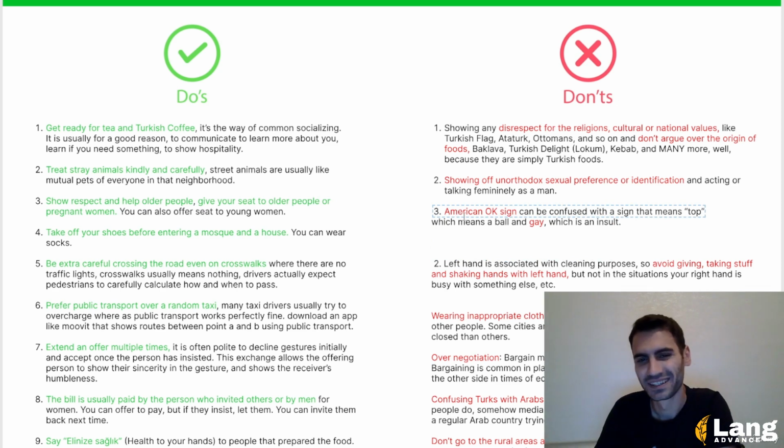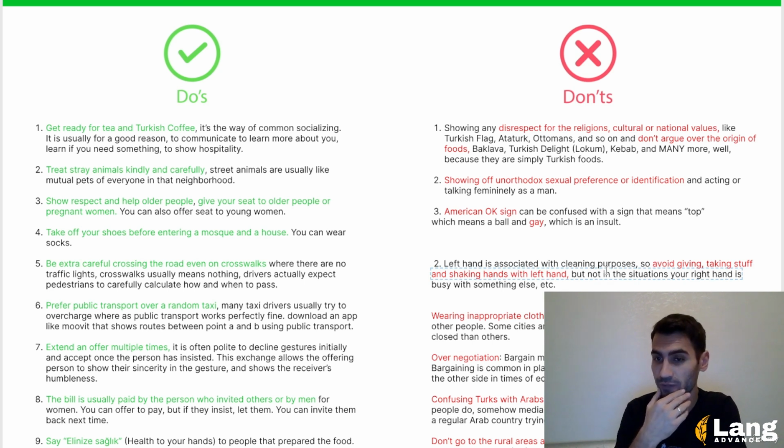American OK sign can be seen as a gay sign in Turkey. So also it can be seen as an insult. So avoid using that. Left hand is associated with cleaning purposes, so avoid giving and taking stuff and shaking hands with the left hand. But not in the situations where your right hand is busy with something else, etc.